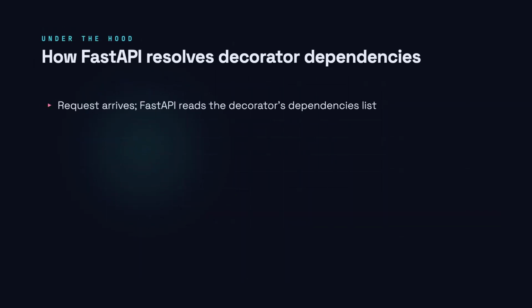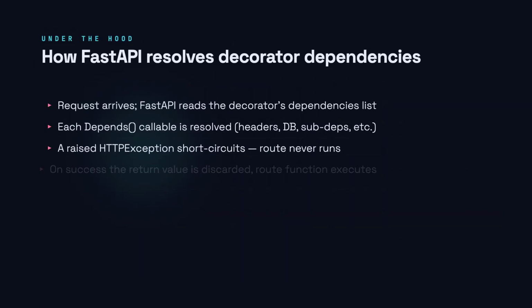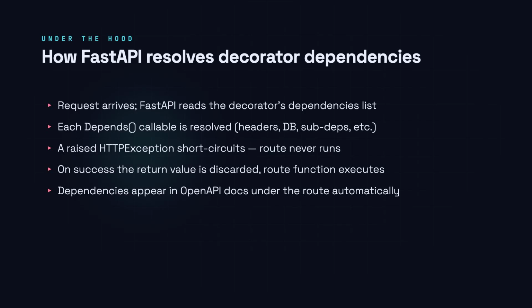When a request hits a protected route, FastAPI's dependency system kicks in before your function is ever called. It resolves each item in the dependencies list in order, including any nested sub-dependencies those callables declare. If anything raises an exception, the pipeline stops and the error response is sent to the client. Only when every dependency passes does FastAPI invoke your actual route function. As a bonus, FastAPI reflects these dependencies in the generated OpenAPI schema, so your API docs stay accurate without extra effort.